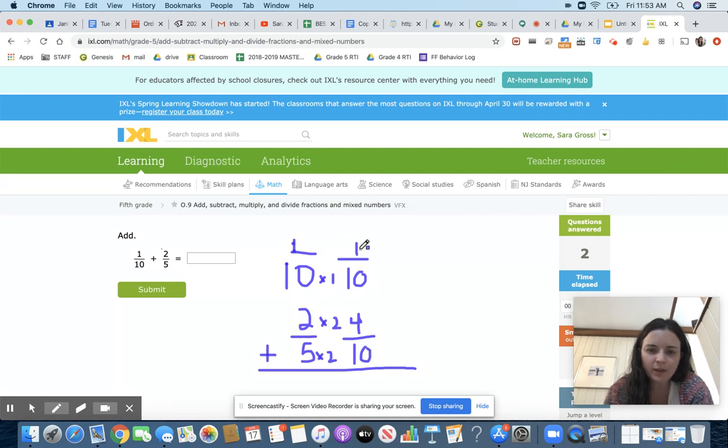Now my denominators are the same. So I just add the numerators. 1 plus 4 is 5. And my denominator doesn't change. 10.